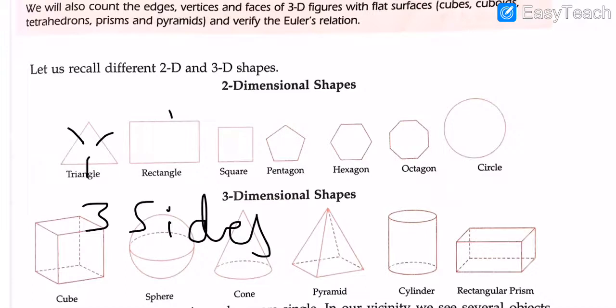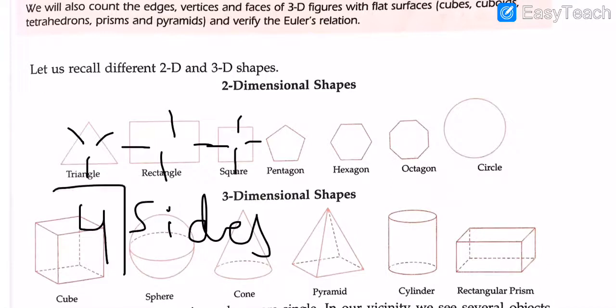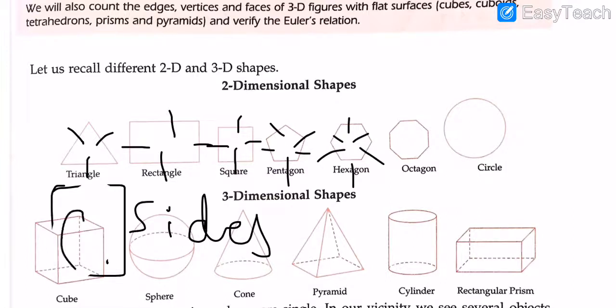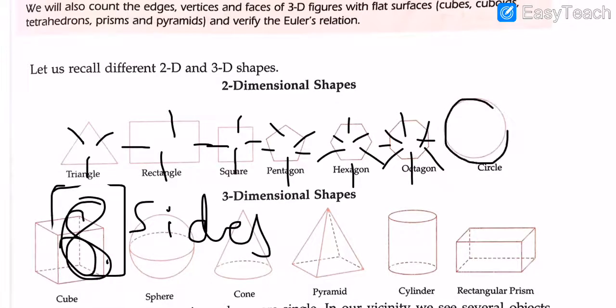A rectangle, 1, 2, 3, 4. It has 4 sides. A square, again, it has 4 sides. A pentagon, 1, 2, 3, 4, 5. It has 5 sides. A hexagon has 1, 2, 3, 4, 5, and 6. 6 sides. An octagon, on the other hand, has 1, 2, 3, 4, 5, 6, 7, and 8. 8 sides. And a circle has infinite sides.